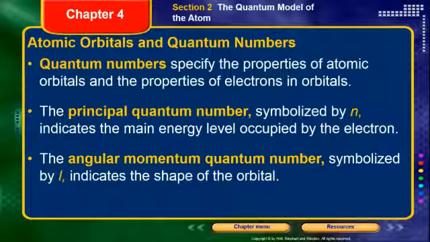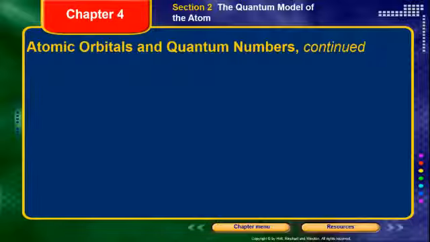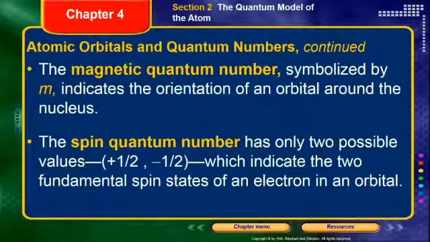The angular momentum quantum number, symbolized by l, indicates the shape of the orbital. Okay, and later in the slide show, we'll actually take a chance at looking at some of these shapes. And yes, they're going to be very convoluted and complex and confusing, but we're going to do our best. Next up, the magnetic quantum number, which is symbolized by m, indicates the orientation of an orbital around the nucleus. How is it oriented? We have several different shapes, but how we orient them in three-dimensional space around the nucleus has its own quantum number.